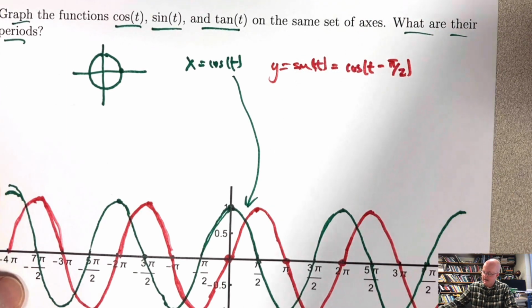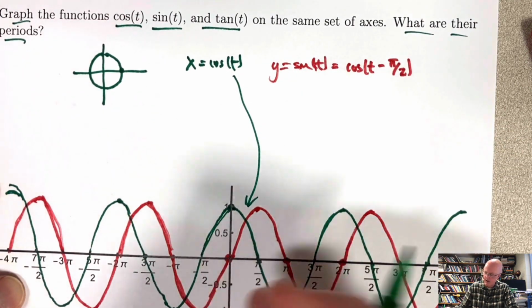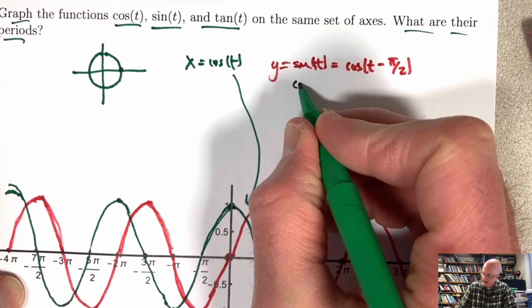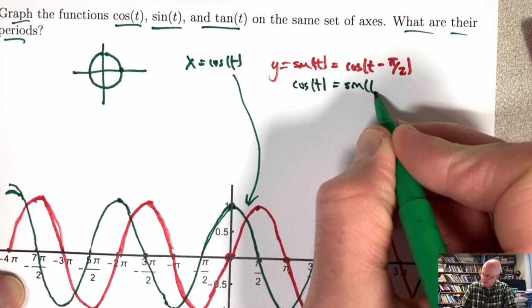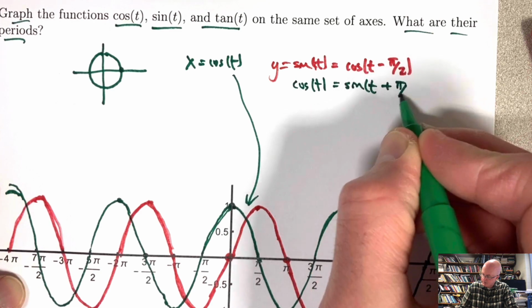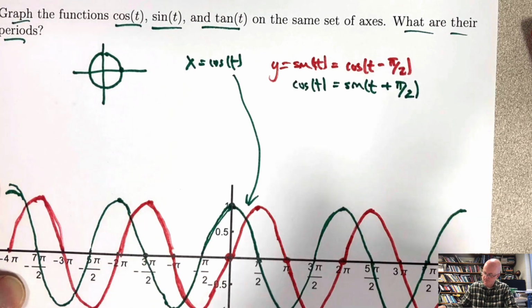You also could say that the cosine graph is the sine graph shifted to the left by pi over 2 units. You could also say the cosine of t is the sine graph shifted to the left by pi over 2 units. So replace t with positive t plus pi over 2.